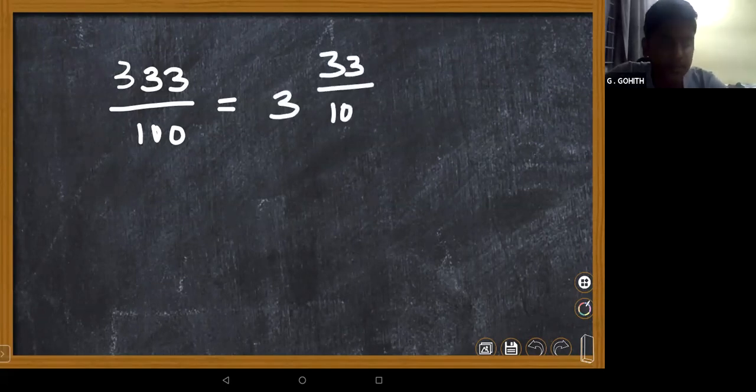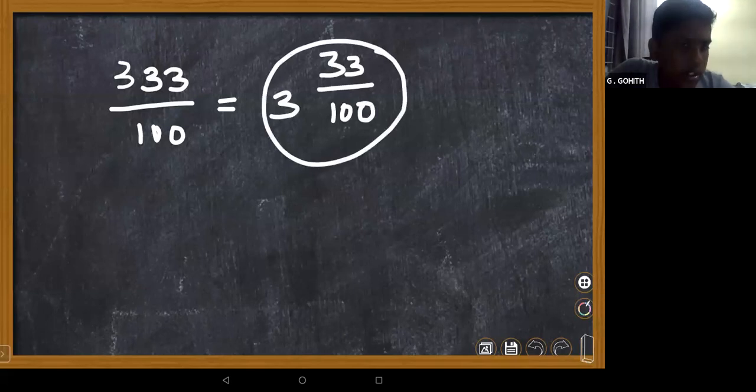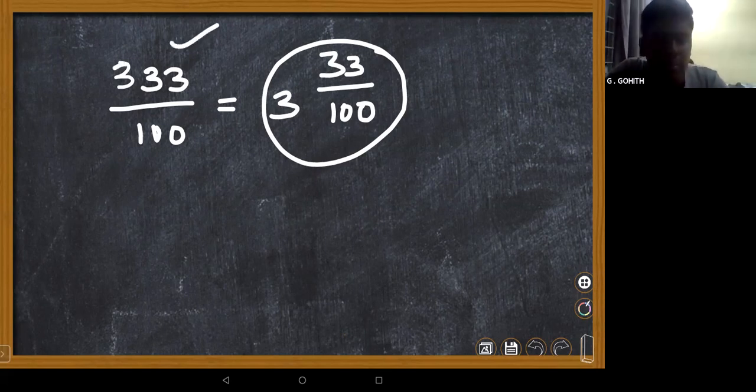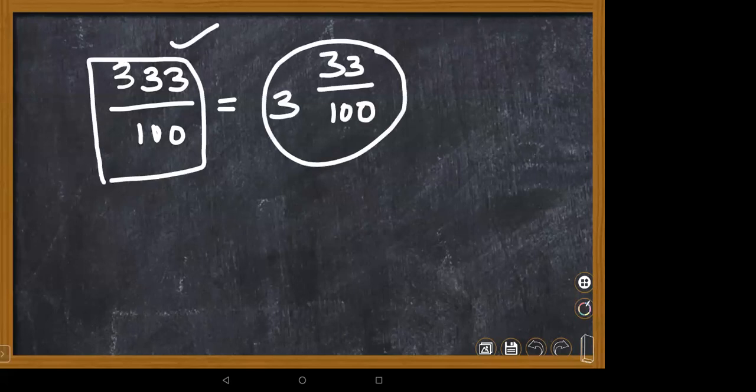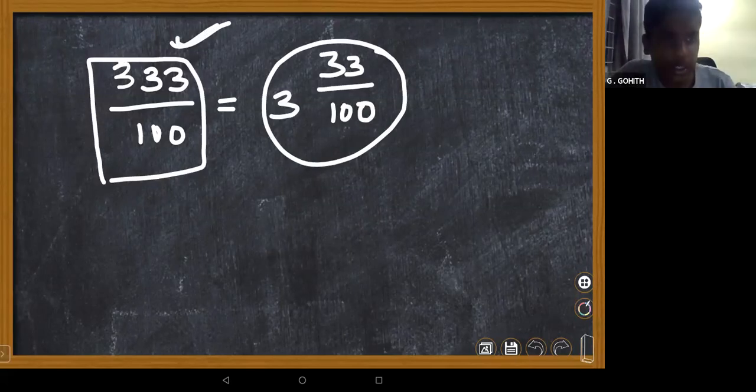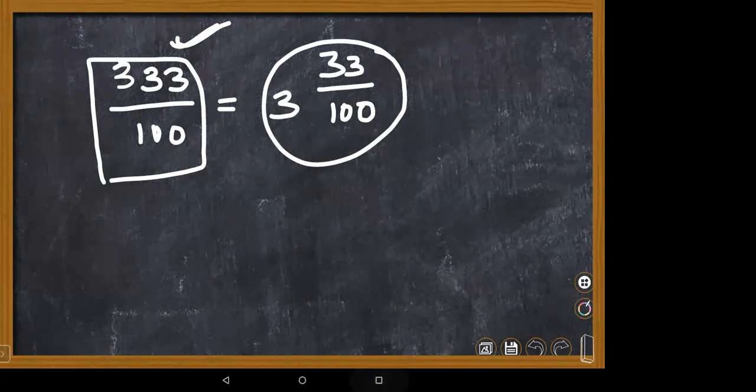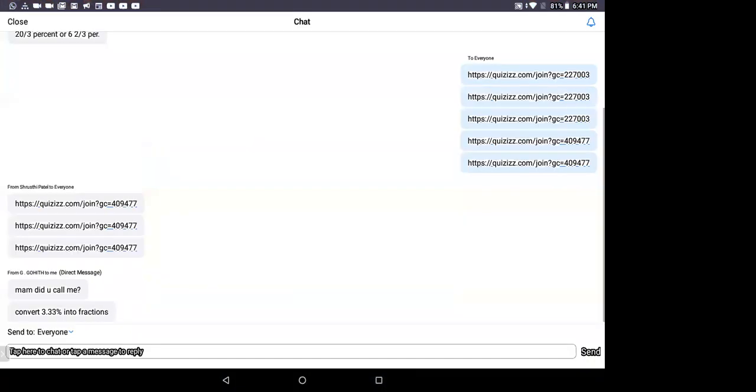Ma'am, I was confused between 333 by 100 and 333 by 10,000. Then I wrote the answer as 333 by 100. Yes, ma'am, but it's still showing me wrong. No, you are absolutely correct. Ma'am, and also another question, the 17th one. I'll send that also. Please share that. Very good. Like that, you're supposed to clarify.